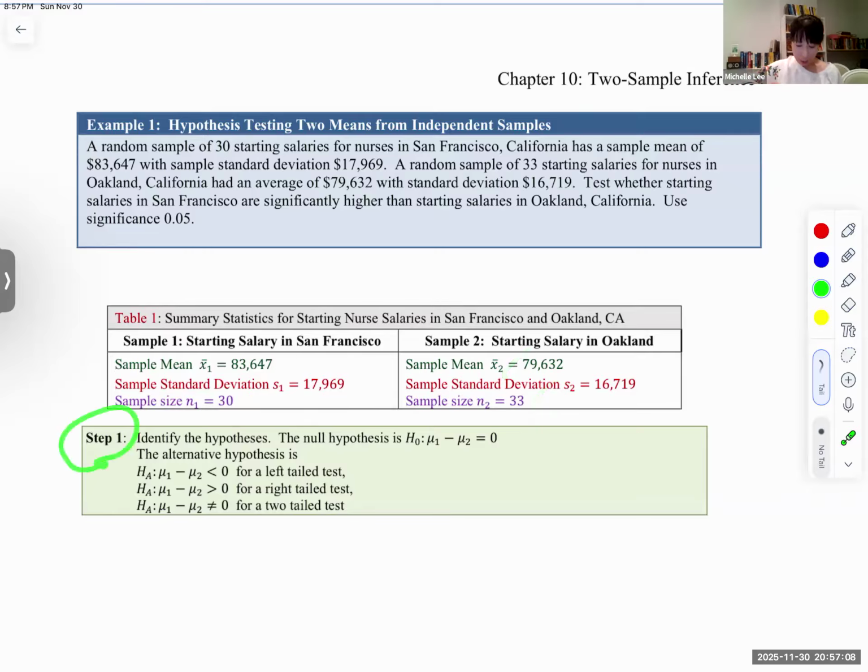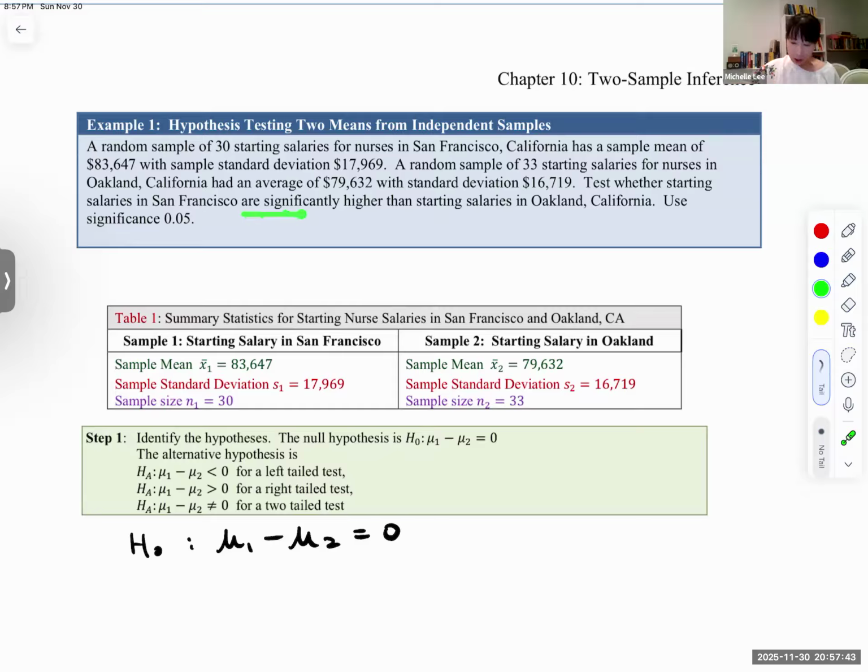Okay, now step one, we need to identify the null hypothesis test and then the alternative hypothesis test. Look, the null hypothesis test is always like that, right? So we have the null hypothesis, mu sub 1 minus mu sub 2 equal to 0. And then the alternative hypothesis, how do we say that, right?